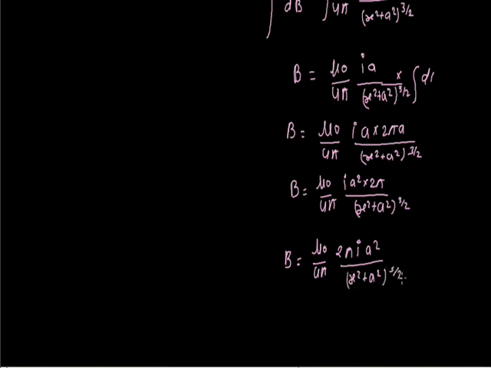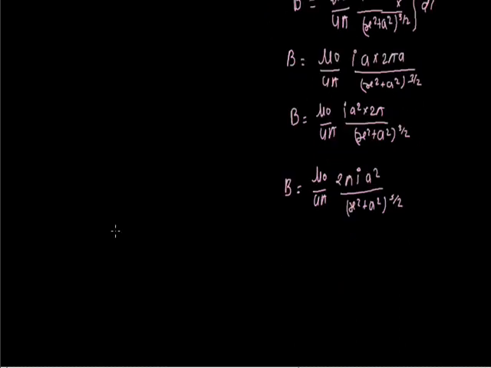If the number of turns in the coil is n, then B will be mu naught upon 4 pi, 2 pi n I a square upon x square plus a square to the power 3 by 2. The unit of magnetic field is Weber per meter square. This is our final result.